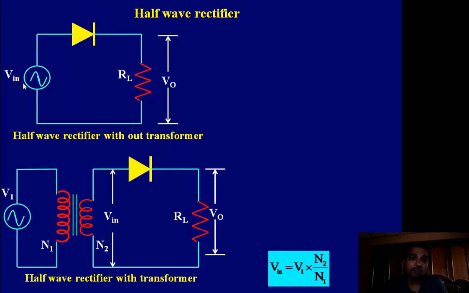The input source has a positive half cycle and a negative half cycle, that is an AC signal. This AC signal can be reduced or increased by using a transformer. Here I have shown fewer turns on the secondary, meaning it is reduced, a step down transformer. So the output voltage is the input voltage times the turns ratio N2 by N1. This is the voltage applied across this rectifier circuit.